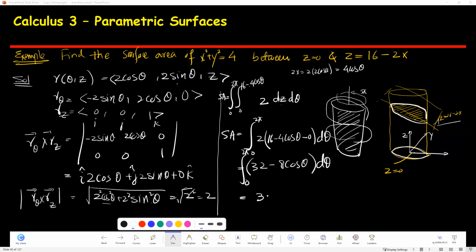So it's going to be 32 theta from 0 to 2 pi, minus 8. When you take the integral, it's going to be sin theta, from 0 to 2 pi. When you substitute 2 pi, this becomes completely 0, so it's gone. The only thing left over is 32 times 2 pi minus 0, and the answer is 64 pi.